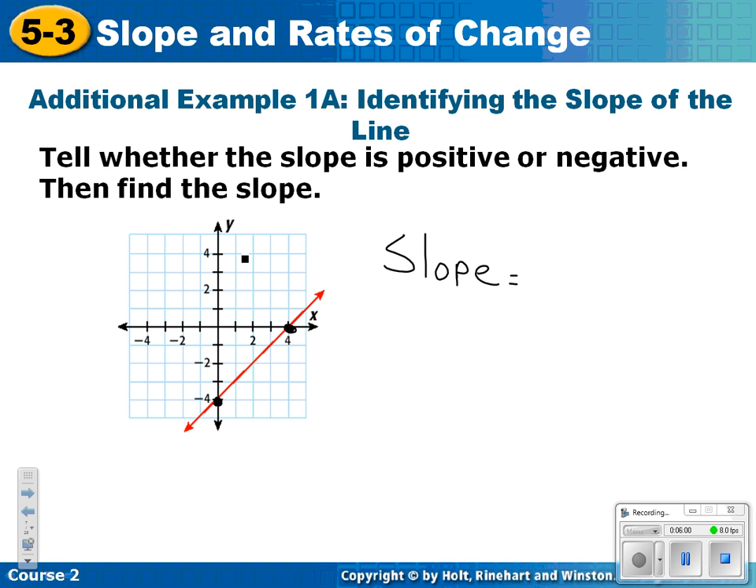Now, the next step, step number 2, is find 2 intersections. Step number 3, how far up or down do we have to go to get to the next dot? How far up do we have to go? 4. 1, 2, 3, 4. So it's going to be 4 over. How far over do we have to go? 4. Step number 4 was find how far over. Step number 5, reduce if we can.